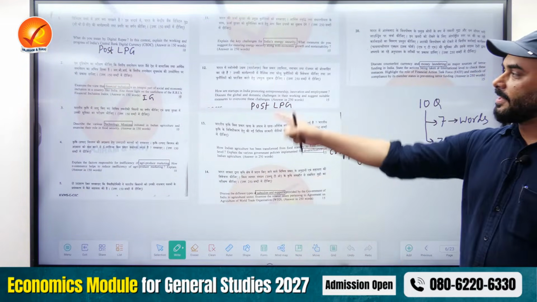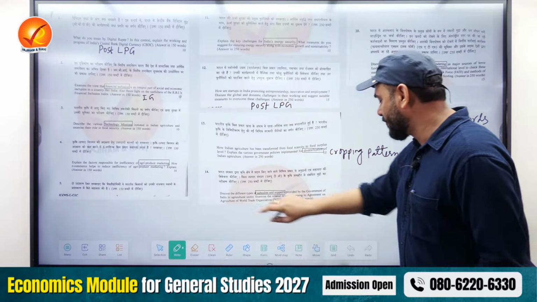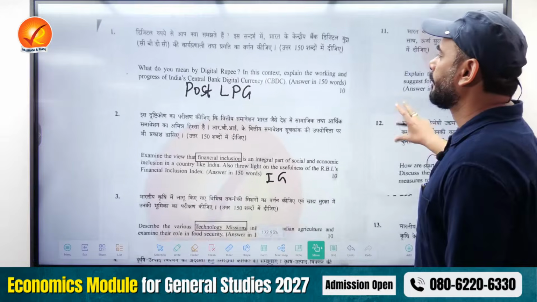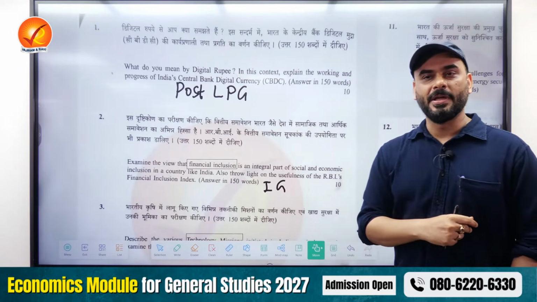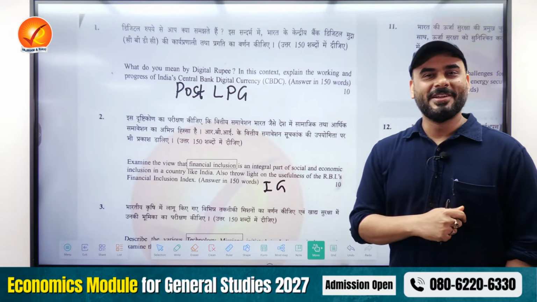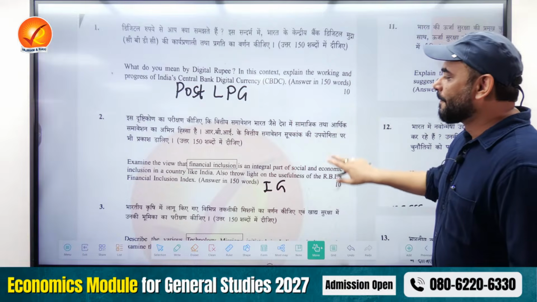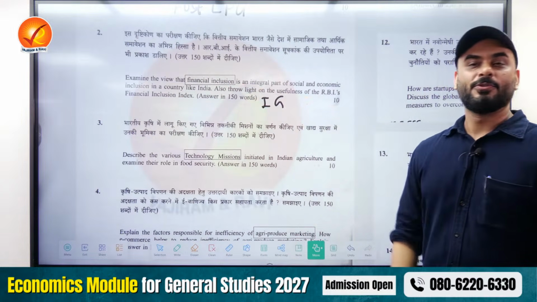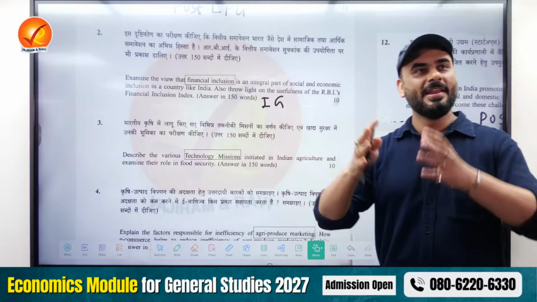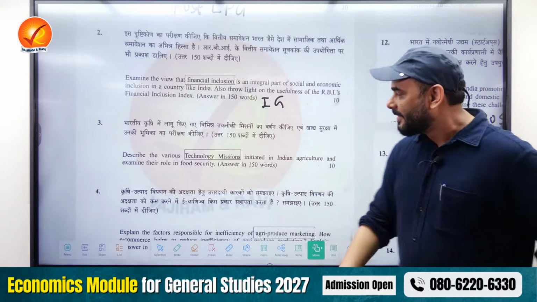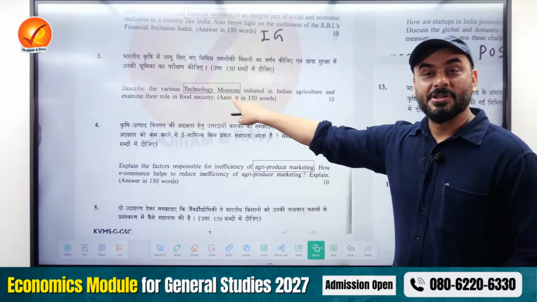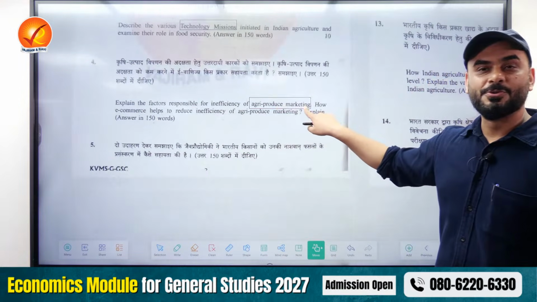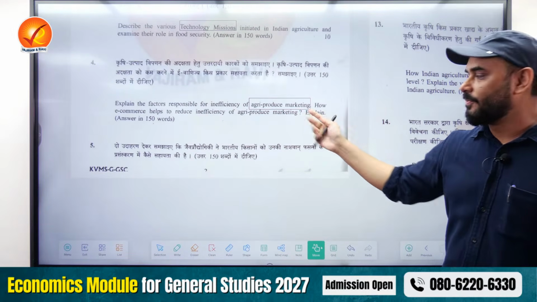UPSC GS paper 3 mains 2026. Let us read the questions. Digital rupee, post-1991 development in banking. Financial inclusion, it is a part of inclusive growth. When you say, I have to grow in an inclusive manner, financial inclusion is a part. Technology mission, okay, we have seen that word. Agri-produce marketing, agricultural marketing, wow, nice.